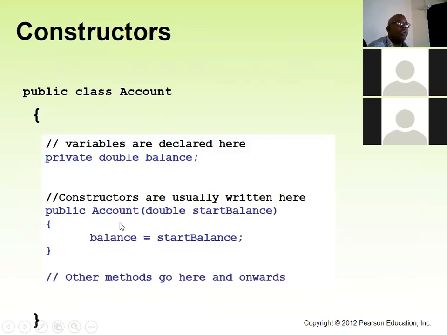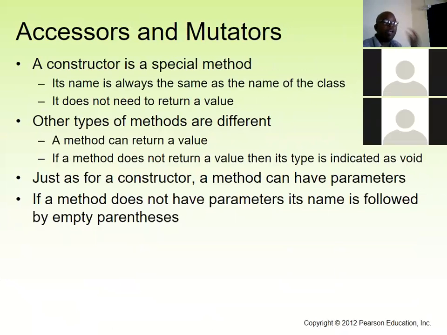As a matter of fact, when you're actually creating an instance, after the name, if I say P equal new Account, right? What we're essentially doing is calling the constructor to set up P as an instance of Account. And you'll see some examples of that. You can't visualize it. So a constructor is a special method. And I told you this already, all right? It does not need to return anything. Other methods can return a value, and if it doesn't return a value, it can be void.